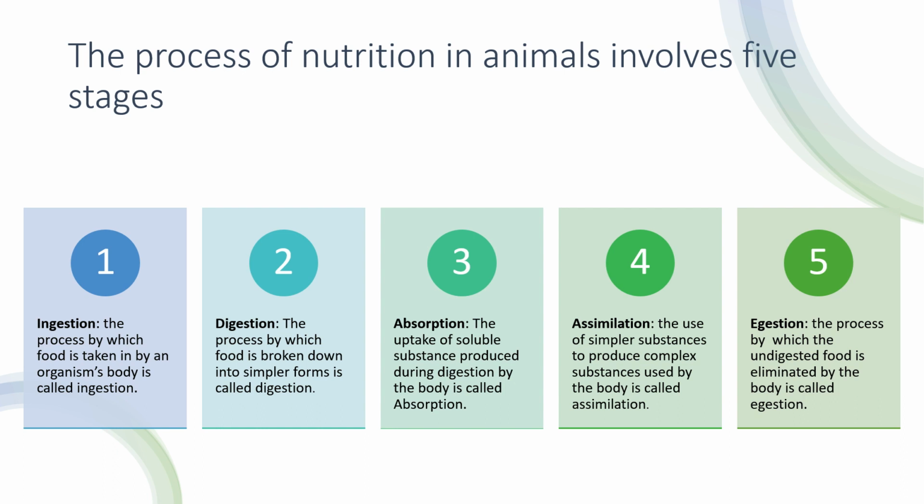Absorption: the uptake of soluble substances produced during digestion by the body is called absorption. Assimilation: the use of simpler substances to produce complex substances used by the body is called assimilation. Egestion: the process by which the undigested food is eliminated by the body is called egestion.